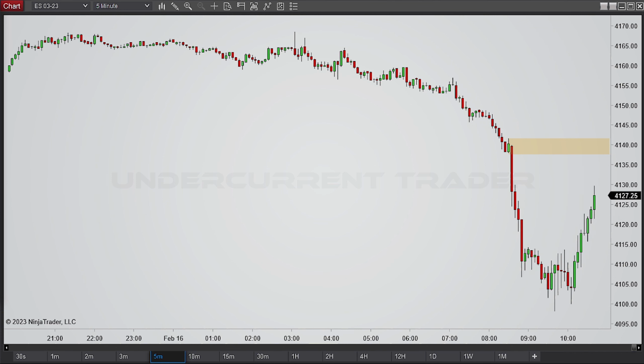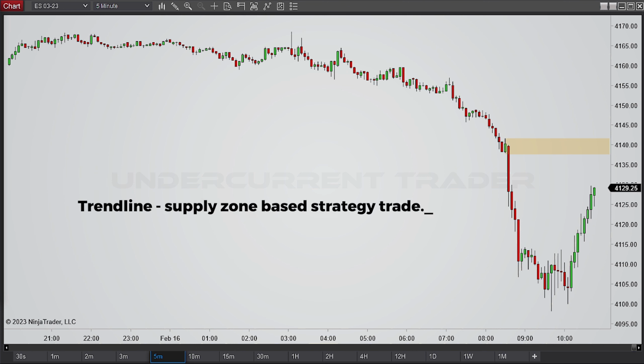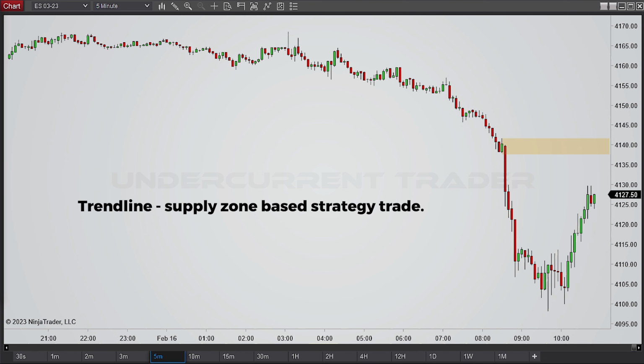I'm going to be looking at a trend line slash supply zone based strategy this time around. So let's dive in and get started.